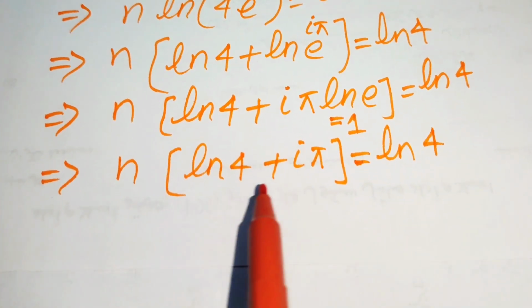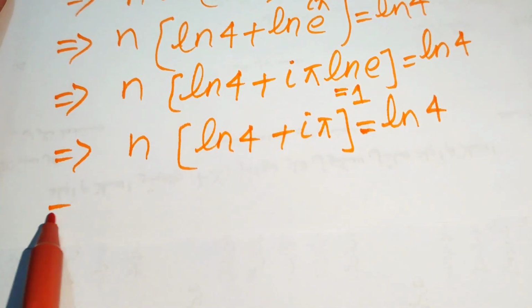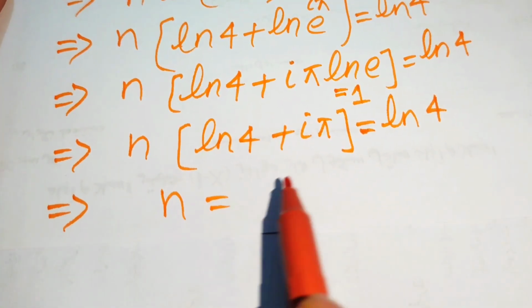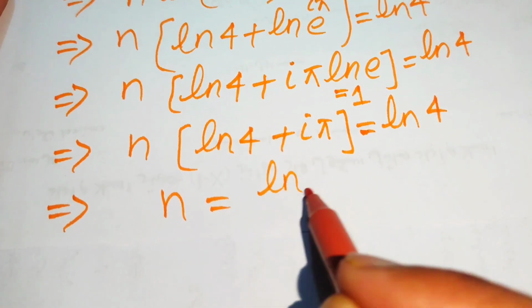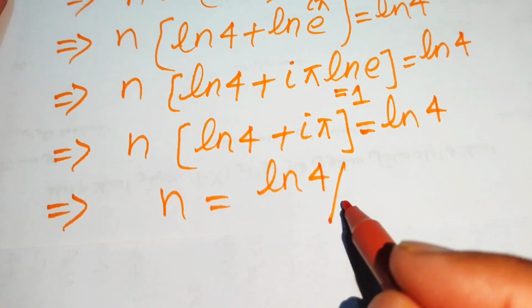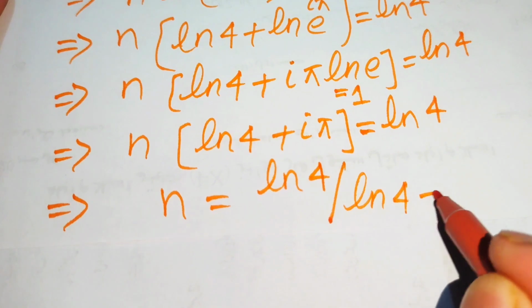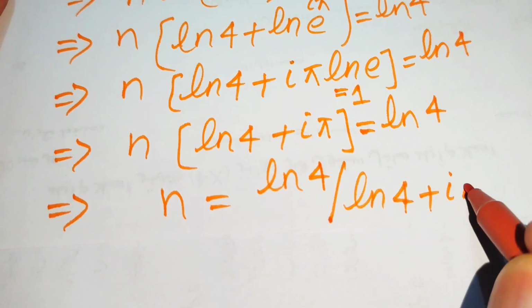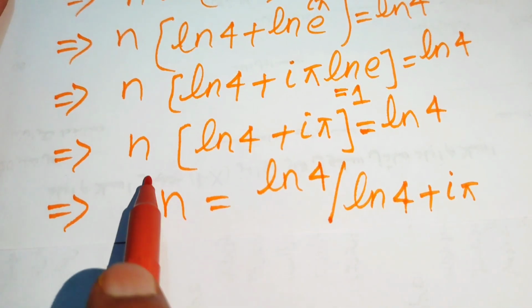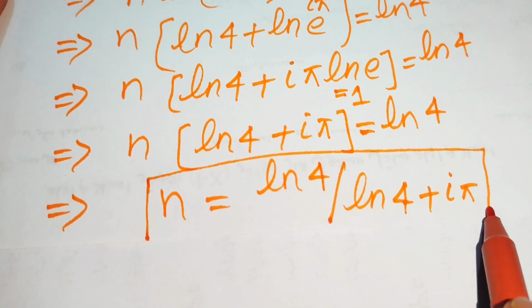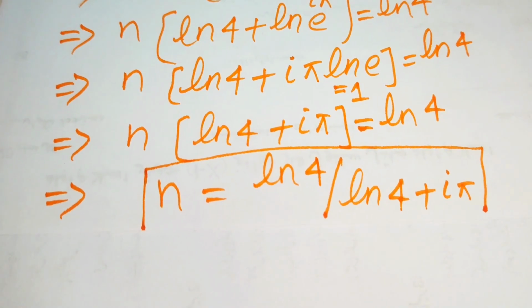So here we move this whole term to the right hand side, and this is our final answer of this question, and we have n equals to log of 4 divided by log of 4 plus iota pi. So this is our final answer of this question by method number 1. And now we again solve this problem by method number 2.